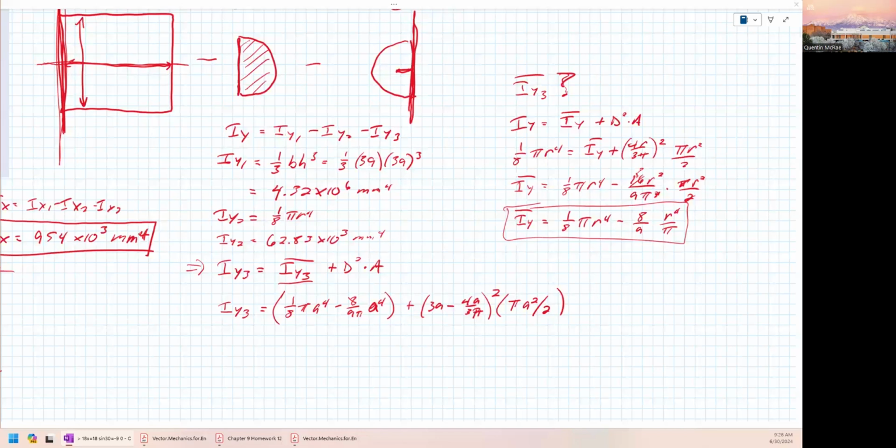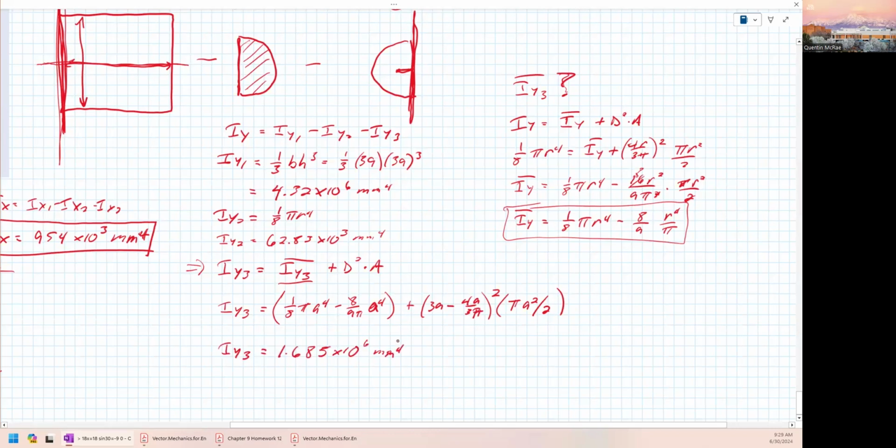And voila, a second later, after lots of plugging into calculators, I get IY3 is equal to 1.685, 1.68477. So 1.685 times 10 to the 6 millimeters to the 4th. So that's a pretty big chunk, which again makes sense, right?